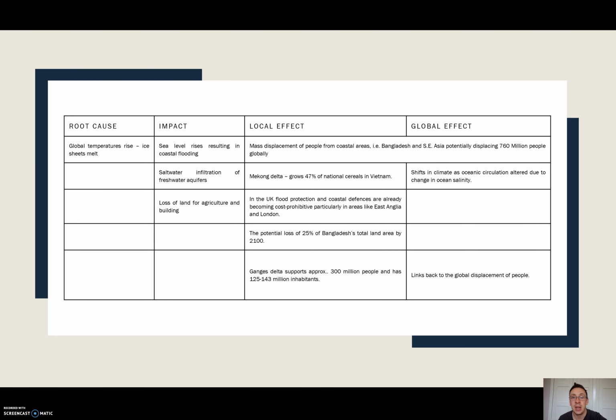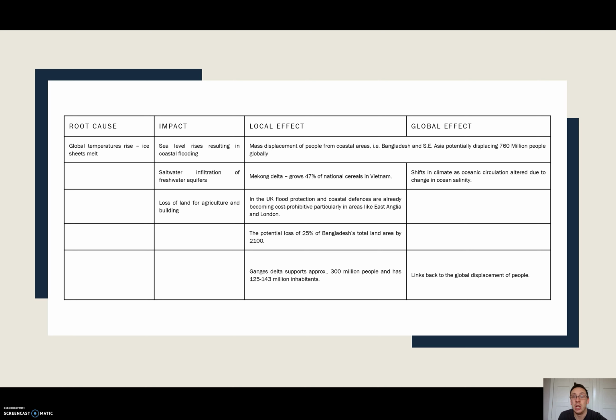right, so locally, in the United Kingdom, we're already in a position where in the southeast of England, East Anglia, London, coastal defences are becoming cost prohibitive. They're so expensive that people are really trying to justify whether or not it's worth another 10, however many millions of pounds on top of the current costs of these projects.